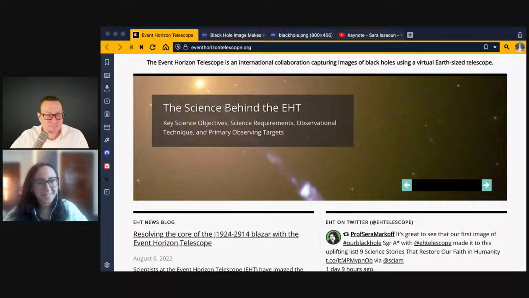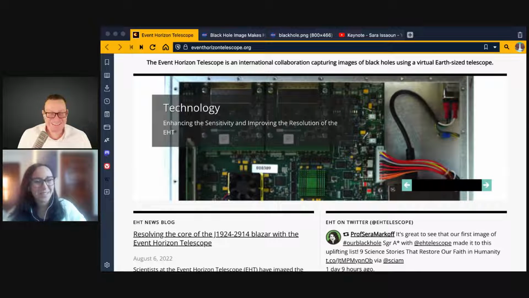Our founding director always says that you cannot beat the bandwidth of a 747 filled with hard drives. So shipping is always the best.